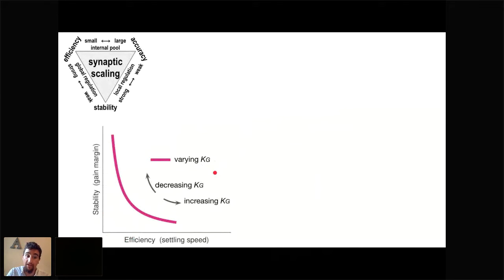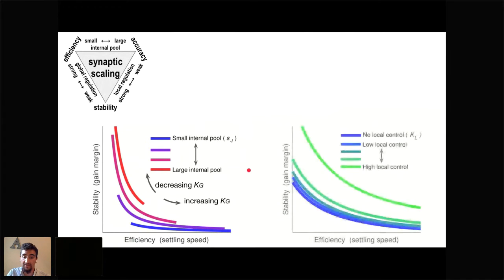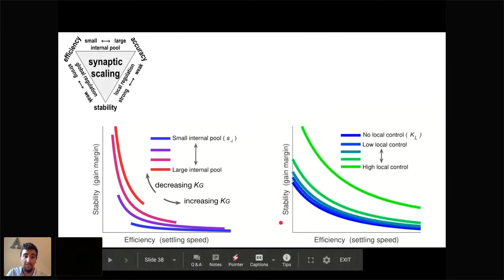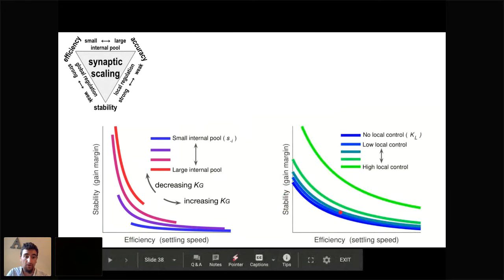When we vary another property here, when we vary internal pool size, we can see that a small internal pool fills more efficiently, and this of course would come at the cost of synaptic accuracy, which is not depicted here. On the right, we're plotting on the same axes, stability and efficiency, and as we increase the amount of local control, as the line becomes more green, stability increases. And again, this would also come at the cost of synaptic accuracy, which is not shown here.